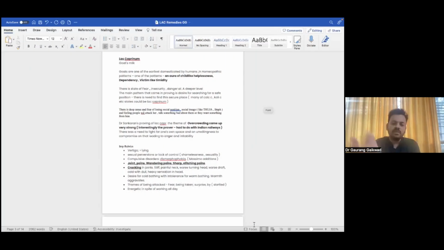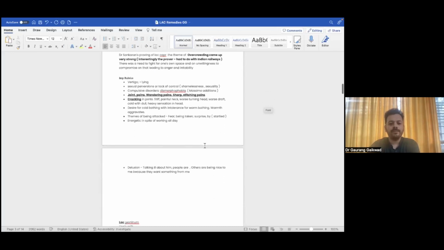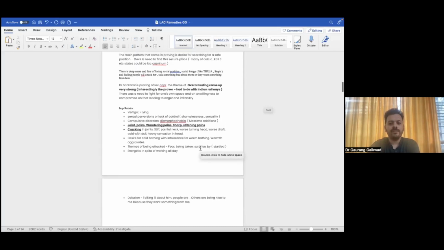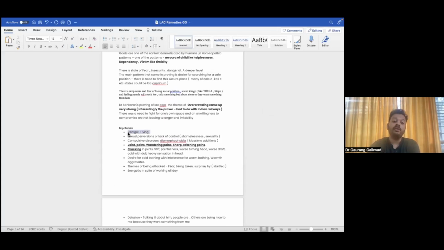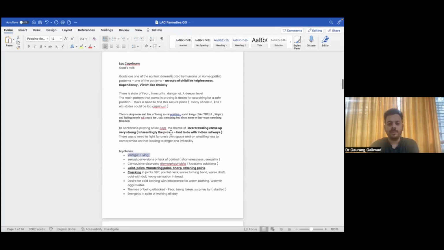A lot of patterns of lac caprinum also show a lot of satyriasis, a lot of shameless sexuality is another pattern that comes in. There's a lot of rheumatic affection, a lot of stiffness, wandering joint pains. And vertigo, better by lying down. This is another symptom that came up in the proving. So this is just an idea.